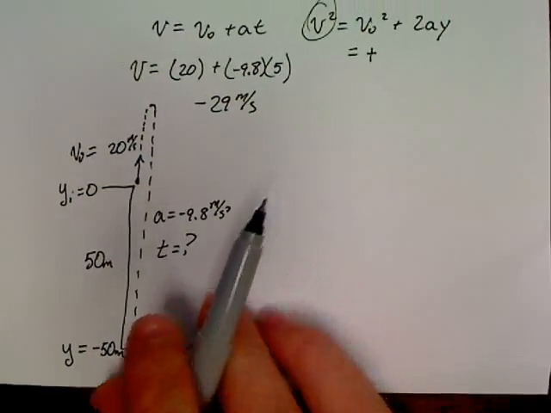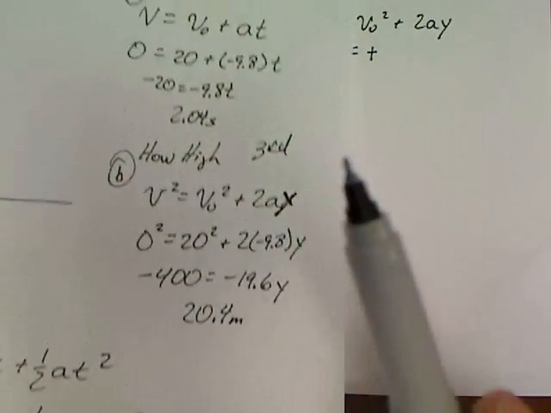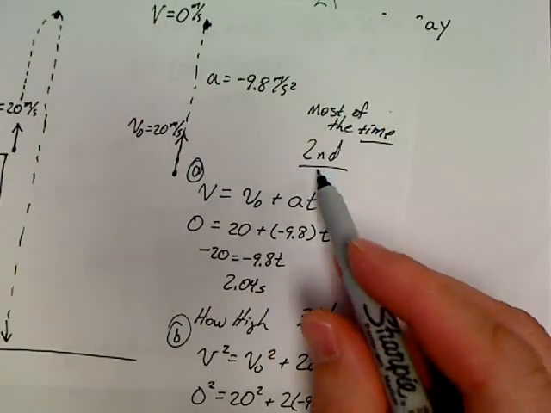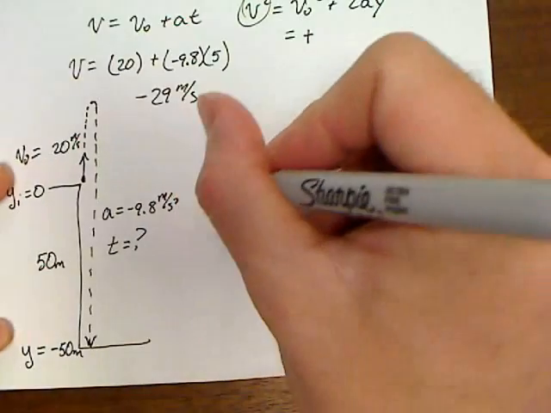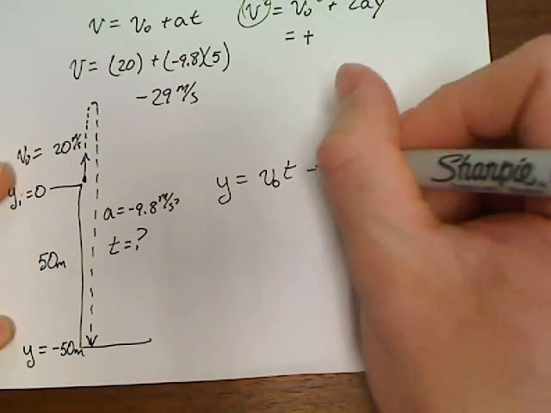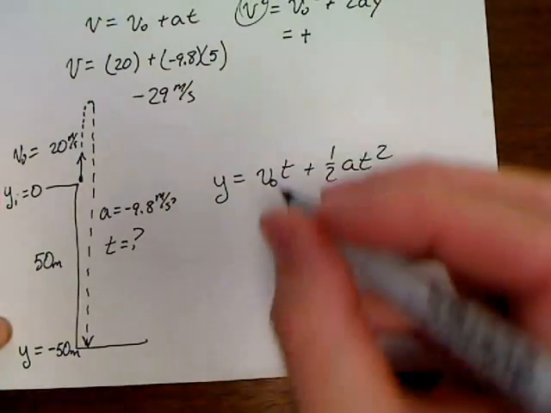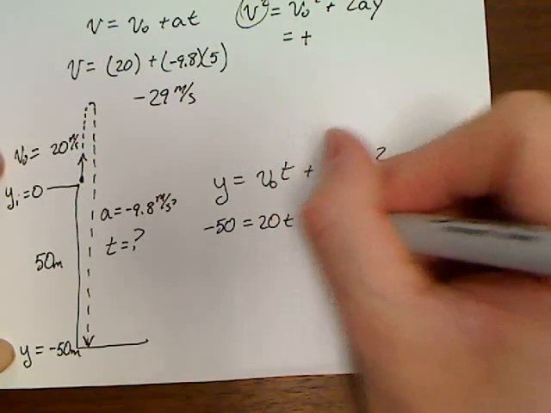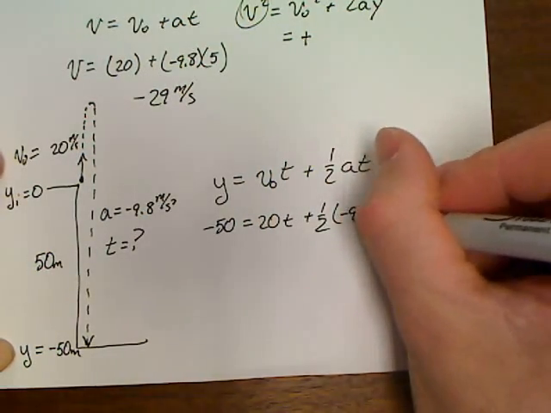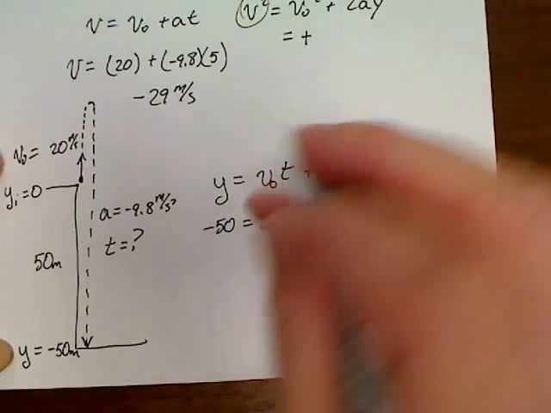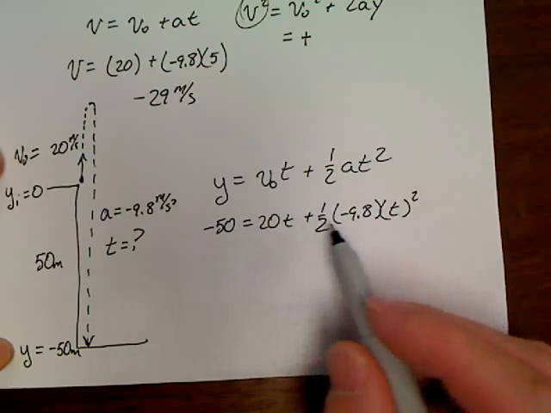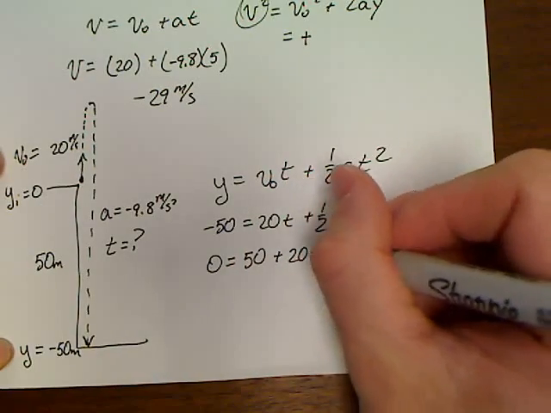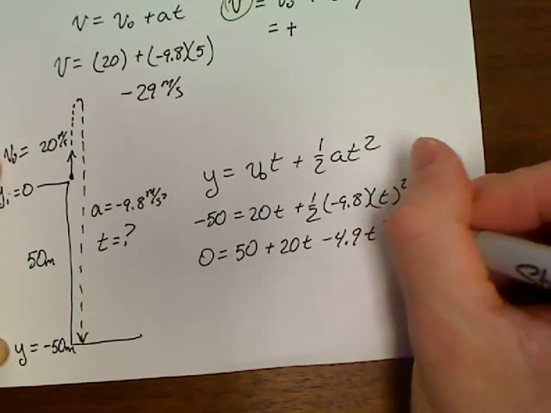That means if I ask you to find time, you should be able to find it. Now, what equation did I say to go to most of the time for your time? Most of the time, if you want time, use the second equation. So let's just see what would happen if we broke it out. Y equals V0 t plus 1/2 a t squared. Y is negative 50, so we've got negative 50 equals 20t plus 1/2 times negative 9.8 times t squared. If you can't tell yet, we've got a quadratic in this one. This is going to be 0 equals 50 plus 20t minus 4.9 t squared.